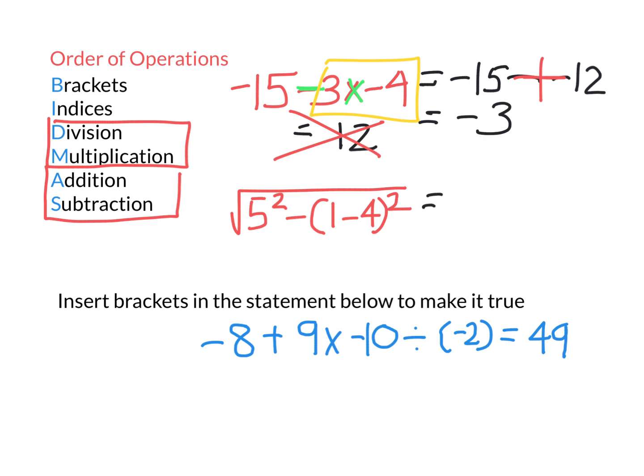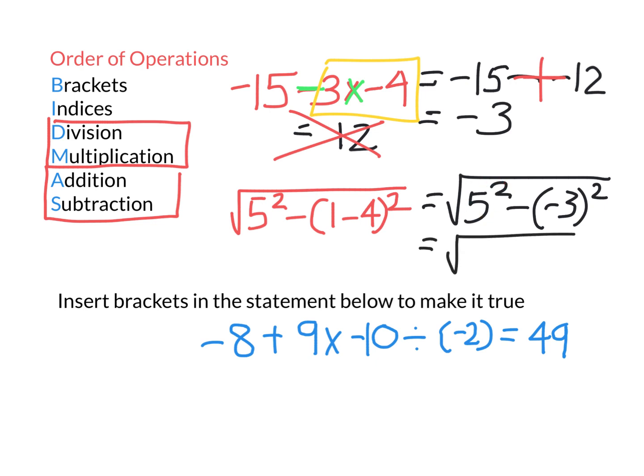So my next line of working is I'm square rooting the whole thing. It's going to be the square root of 5 squared minus 1 subtract 4 is negative 3 squared. Okay, order of operations tells us after we do the brackets, the next thing we do is indices, raising to a power. So I'm going to raise this to the power and this to the power. So remember, squaring is timesing it by itself. 5 squared is 5 times 5, 25. Negative 3 squared is positive 9.